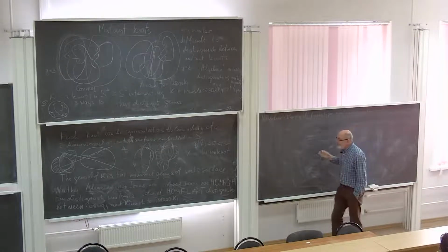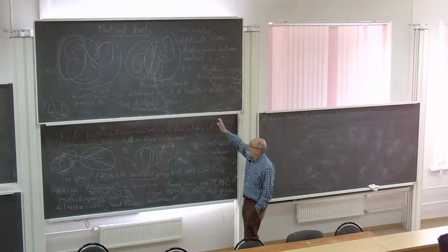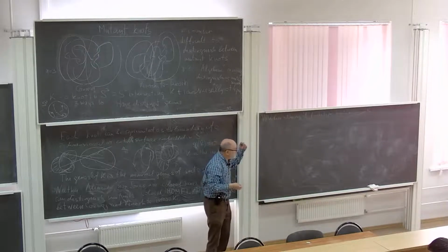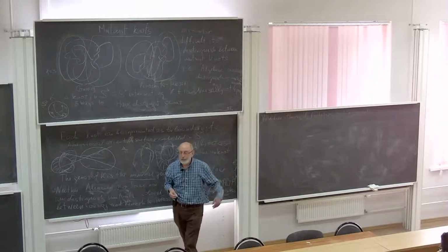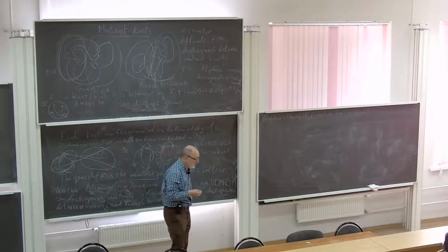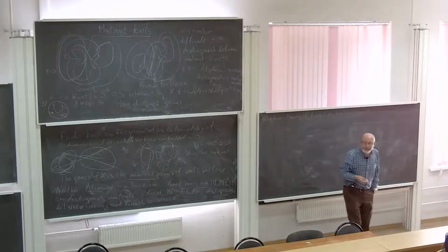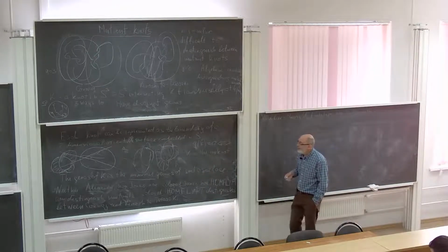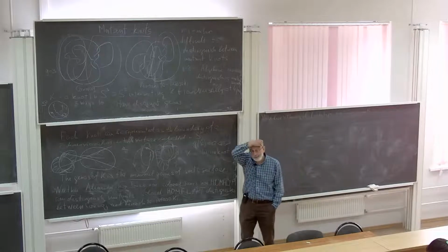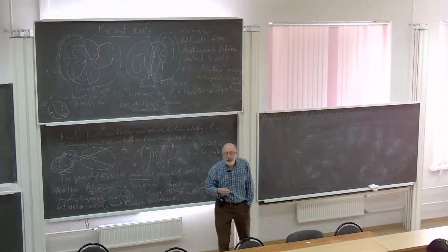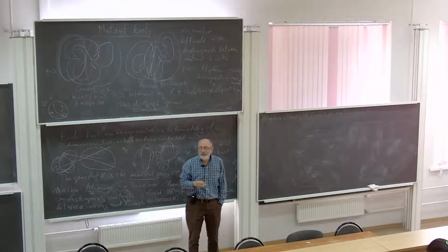And what is the relationship between mutant knots, and what is the position of mutant knots in Vasilyev theory? First of all, there is a natural notion of mutation associated to chord diagrams rather than knots.